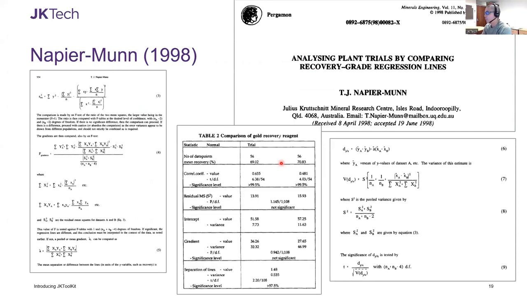Now, Tim Napier-Munn went about solving this particular problem and detailed the approach in a Minerals Engineering publication back in the late 90s, when he was the director of the JKMRC. For those of you who have done the JK Stats course, it's covered in the regression module on day two. And we do give out an Excel template which does the calcs for you.